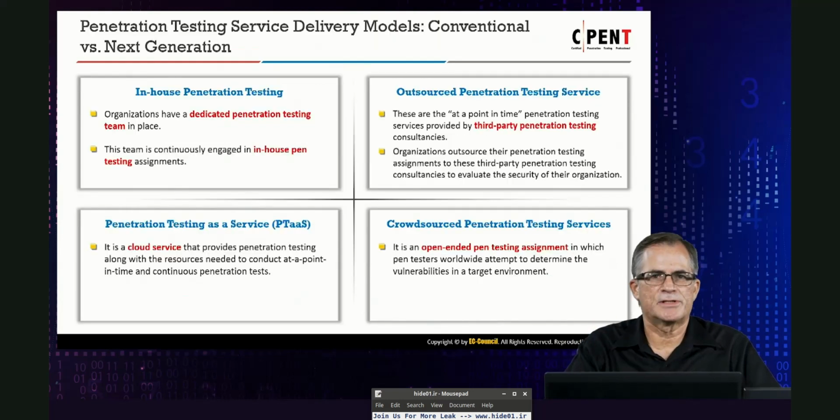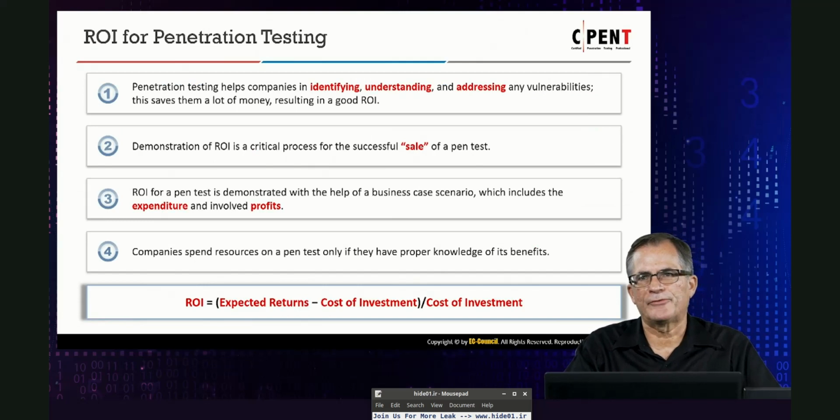In-house is when organizations have their own team. Outsourced, self-explanatory. Then we have penetration testing as a service, which is a cloud service. And then crowdsourced, where you have an open-ended pen test assignment, right? Those types of things. Different ways, different models, conventional model versus next generation, right? Penetration testing as a service is what a lot of people are trying to get organizations to accept. So what's the return on investment for penetration testing?